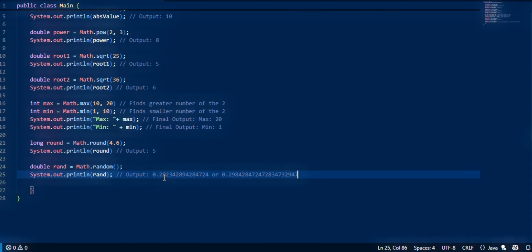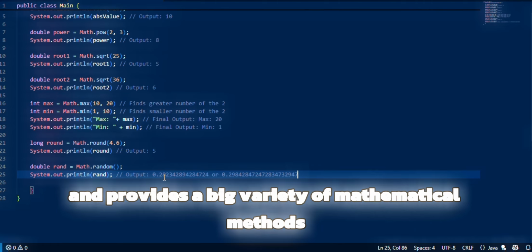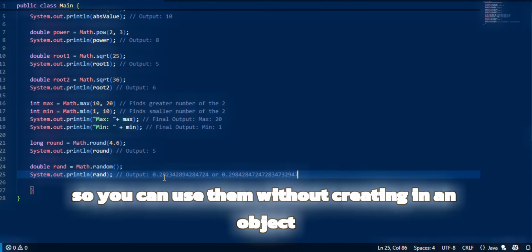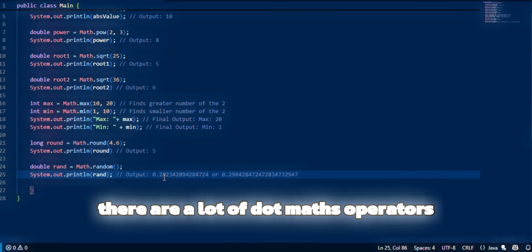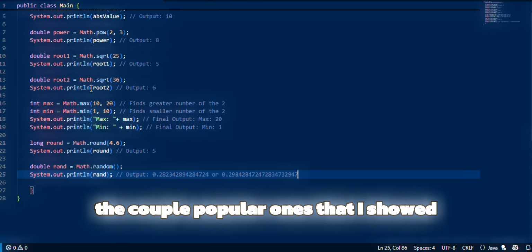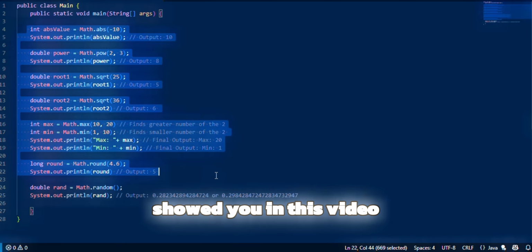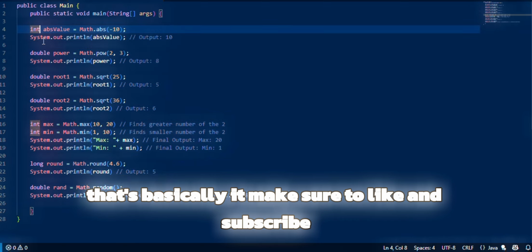So that's basically what the Math class is. The Math class is a part of the java.lang package and provides a variety of mathematical methods. These methods are static, so you can use them without creating an object. In the Math package, there are a lot of operators, but these are just a couple of the popular ones that I showed you in this video. And yeah, that's basically it.